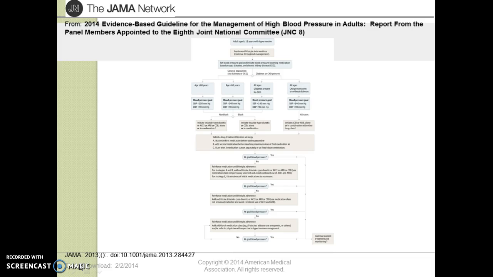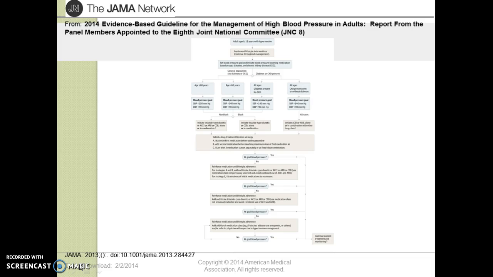When we think about how we're going to treat high blood pressure, we turn to the guidelines, and currently, and this was in our reading, the 2014 JNC 8 blood pressure guideline is what we use to guide our treatment. It's fairly straightforward, and it basically takes a look at two major populations and then divides them into age cohorts as well as racial cohorts.